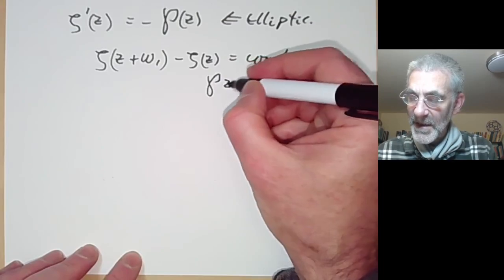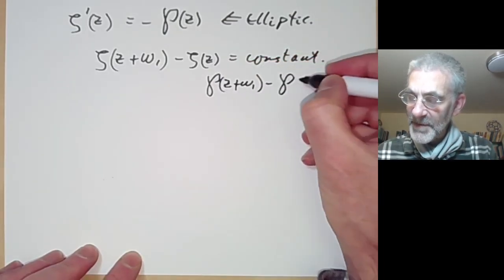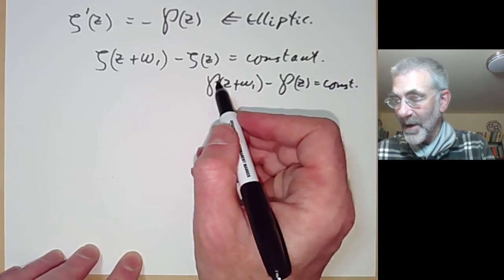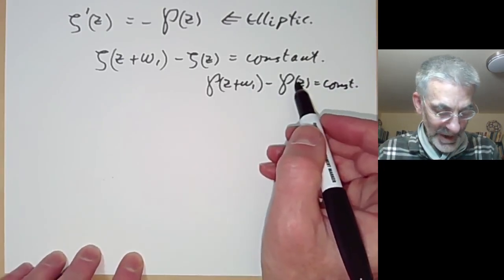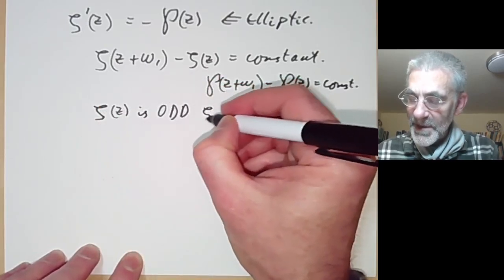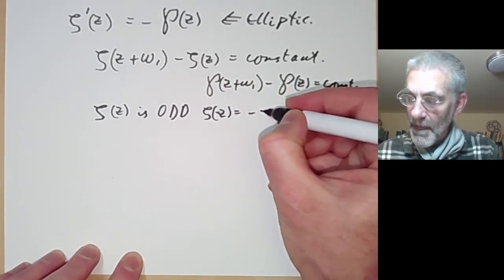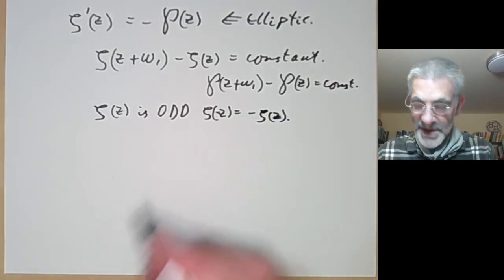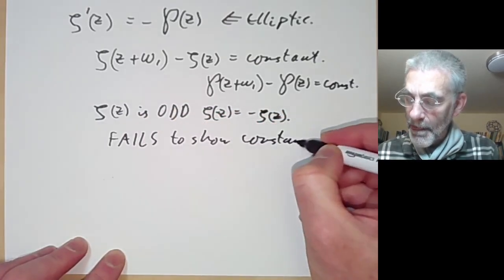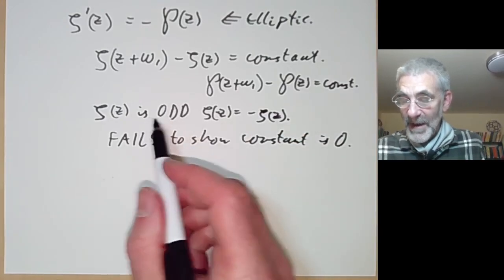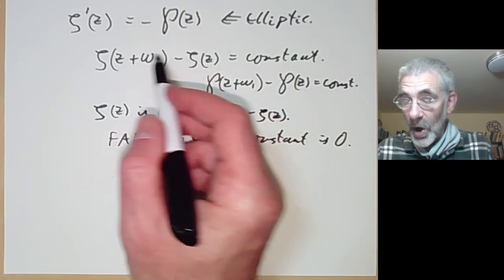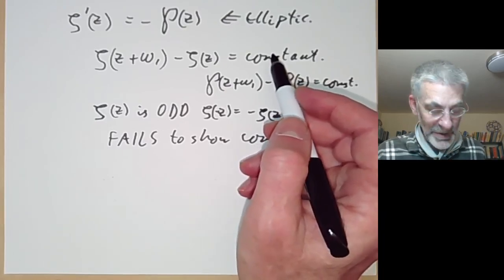You remember we showed that p of z plus omega 1 minus p of z was some constant. And then the final step was to show that this constant is zero, which we did by using the fact that p is even. So let's try and do this. Well, the zeta function is odd. Zeta of minus z equals minus zeta of z. And the problem is this fails to show that the constant is zero. So if we've got an even function satisfying this, then we can show the constant is zero. But it's perfectly consistent to have an odd function like this where the constant is non-zero. And this is what goes wrong.